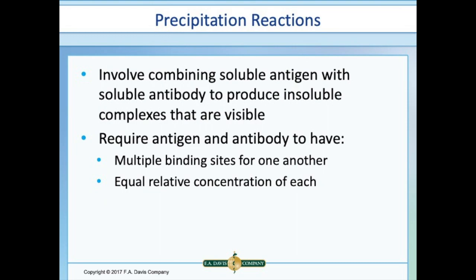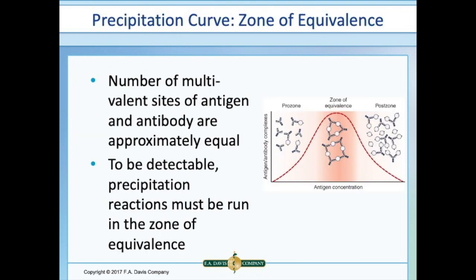Now, precipitation reaction would require antigen and antibody, and they should have multiple binding sites for one another. That way, they will be able to achieve the avidity. And another thing is that there must be equal relative concentration of each other. So when you say equal relative concentration, we are trying to achieve the so-called zone of equivalence. So what do we mean by zone of equivalence?